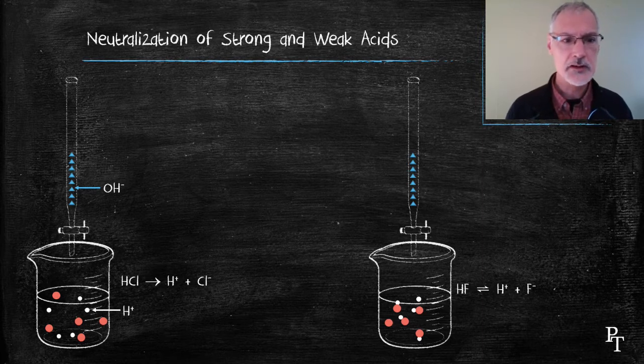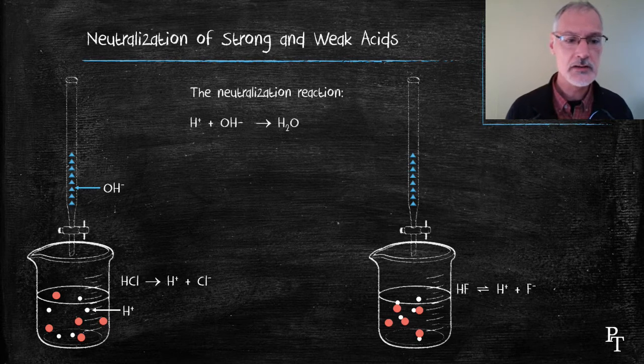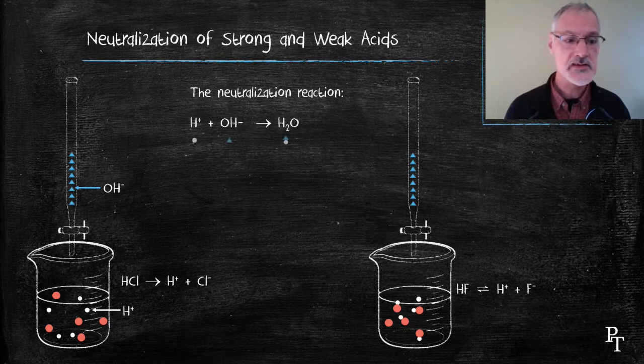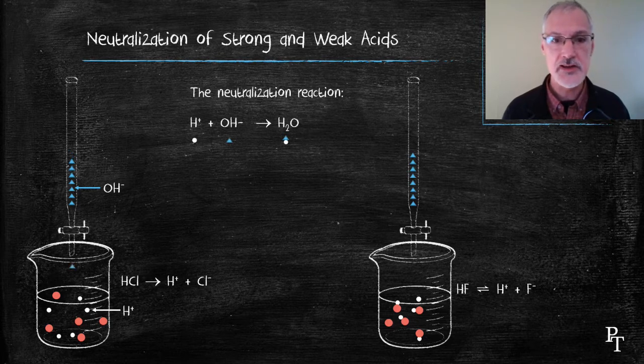So the reaction we're going to look for here is a neutralization reaction, the acid particle mixing with the base particle to produce water. In the case of my strong acid, it's completely dissociated, so I have 5 hydrogen ions present, and then by means of titration, I'll need 5 of my base particles to essentially neutralize it.